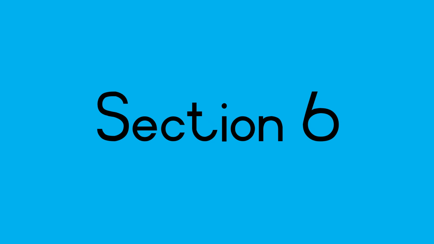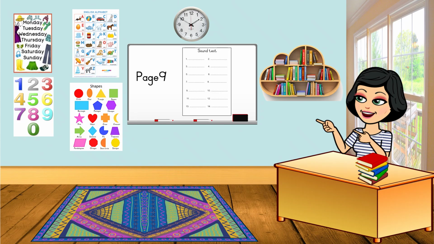Section 6. I hope you enjoyed the bingo game. We are now going to do a sound test. I want you to go to page 9 in your book, the same as the one on the whiteboard. I will say the number and you write the sound I say next to the number. Get a pencil and let's start.